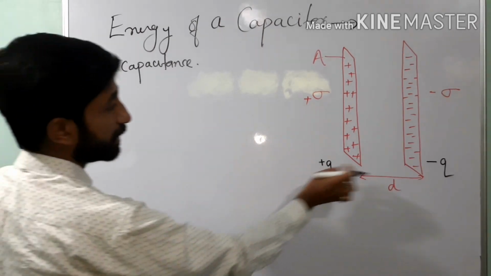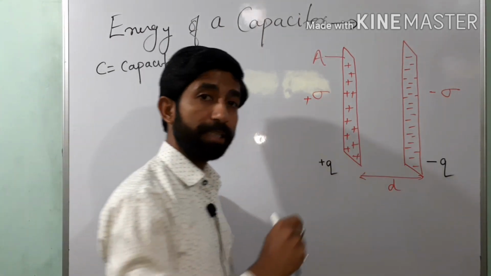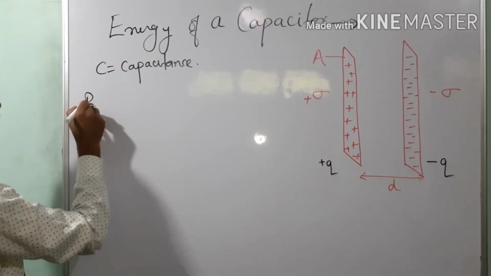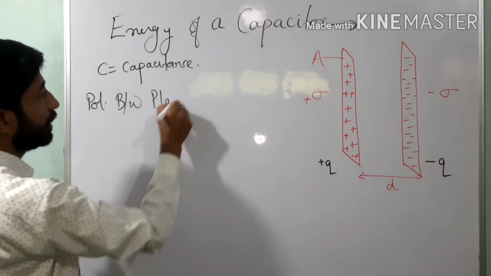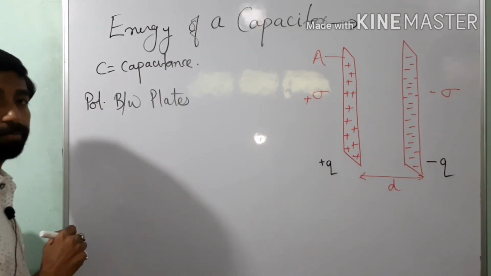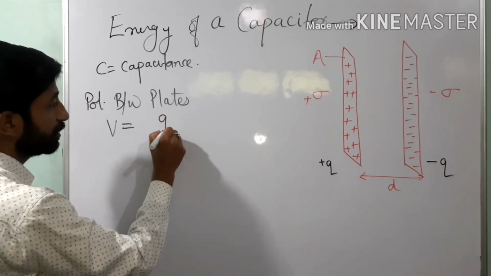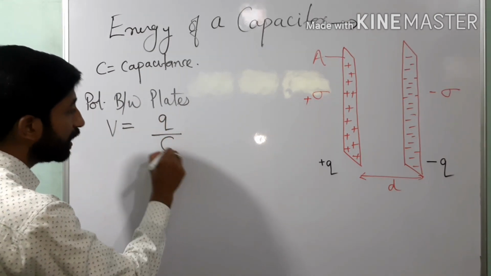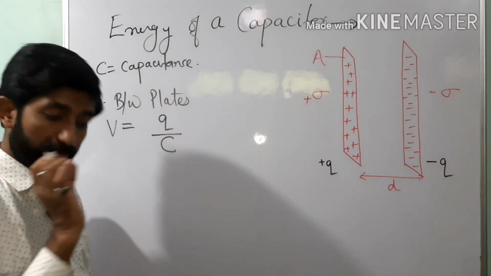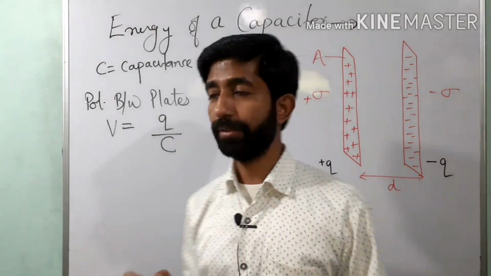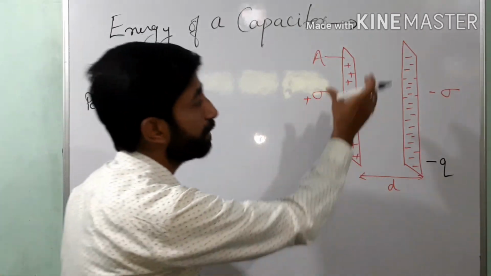So if plus q and minus q are the charges at any intermediate state on the two plates, then the potential between the plates, V, is equal to how much? The charge over its capacitance. That is a simple law, or simple equation. So this is the potential at which the two plates are standing.